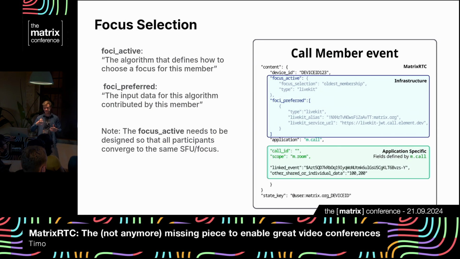So in the future, everybody needs to have a homeserver which advocates an SFU. This is basically a stopgap solution, because people didn't really have any time to host an SFU, so we added this Element-donated one. Yeah, that's it. What did I say here? The foci_active needs to be designed. Yeah, sure. Otherwise, if that's a bad algorithm, it wouldn't work.